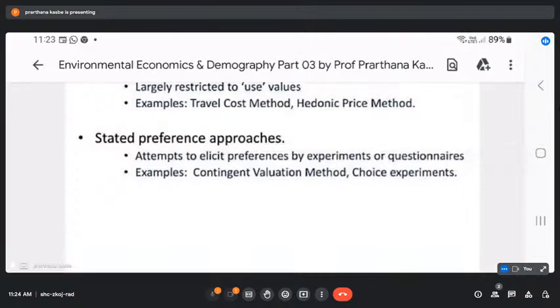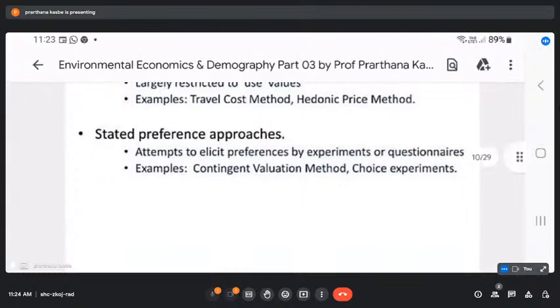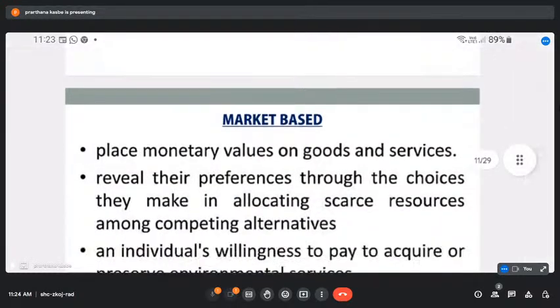So the stated preference approach attempts to elicit preference by experiments or questionnaires. We can take a questionnaire from people and they can give their preference at the experiment level. For example, the contingent valuation method, choice experiment, etc.